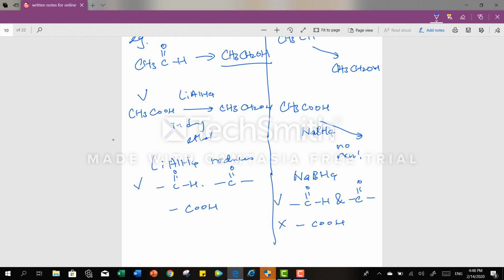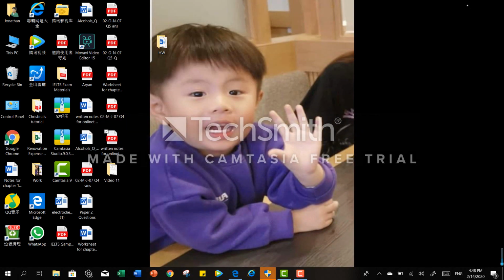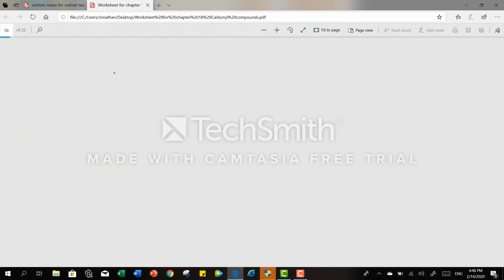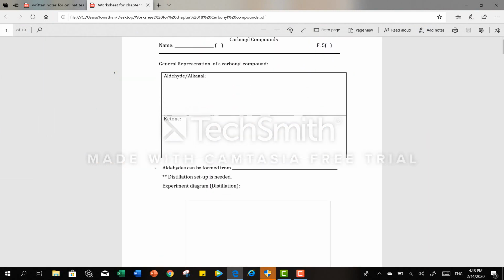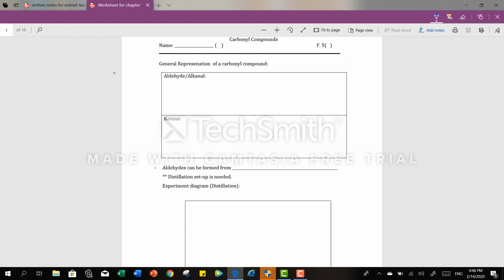Now then, let's just go back to the handout, okay? Because I want to fill in some blanks with you first. Now, turn to page 1. So, general representation of a carbonyl compound. We all know that, right? So this one, aldehyde is C double bond O H, and ketone is C double bond O, with the left and right hand side bonded with an alkyl group.